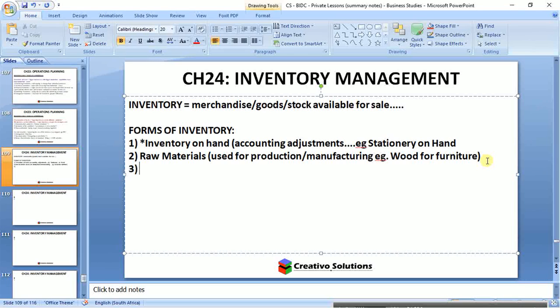Number three, WIP, work in progress. What is work in progress?